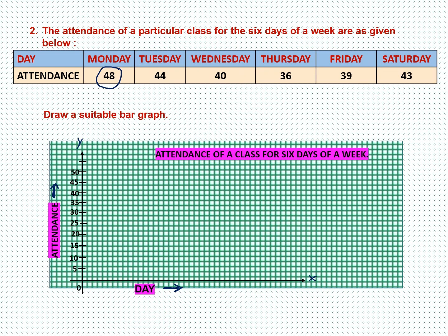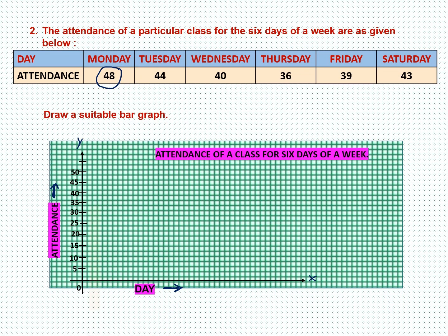So now let's begin to draw our bar graph. On Monday, we have 48 students. So where will we find 48? We'll find it between 45 and 50. You can count those tiny lines after 45. It'll be 46, 47, 48. So that is the marking. So you will have 48 here somewhere between 45 and 50.